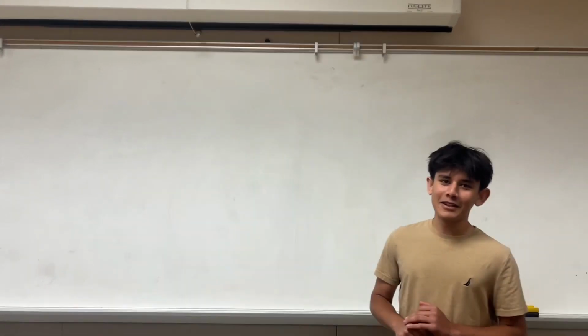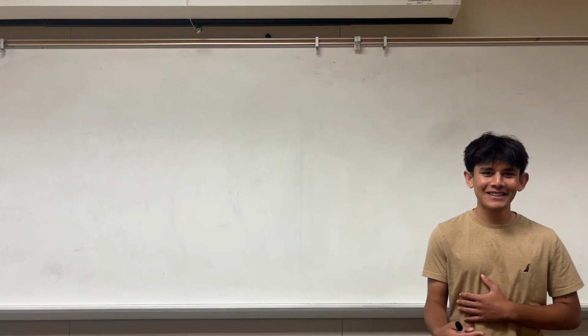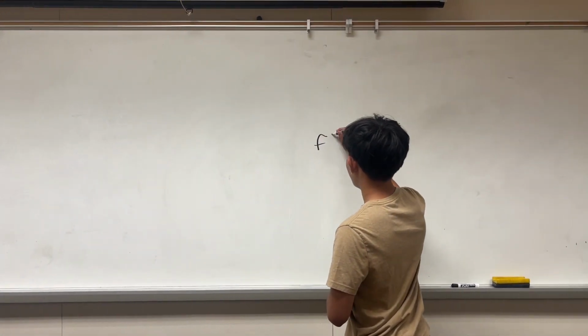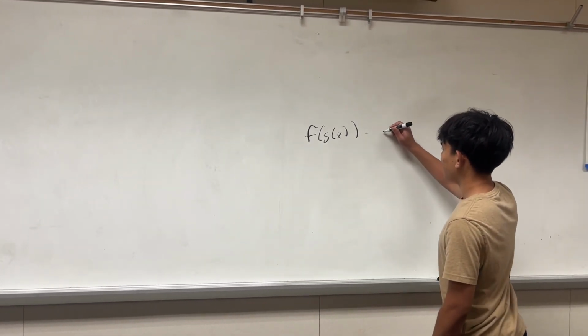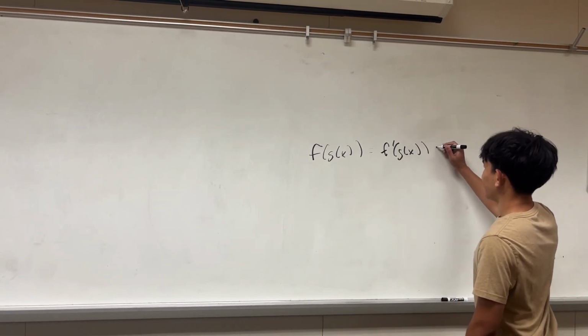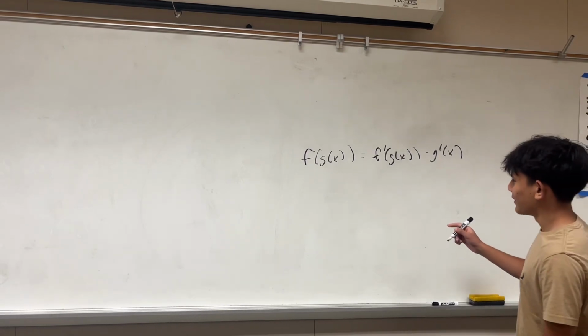Okay, so the chain rule, right? You're supposed to use the chain rule when you're going to take the derivative of a function inside a function. So if the function is like f of g of x, the chain rule would be f prime of g of x times g prime of x. Another way to do this is with the chart.